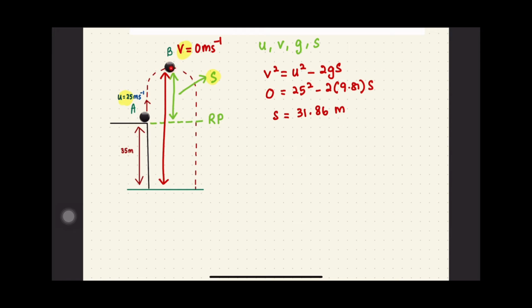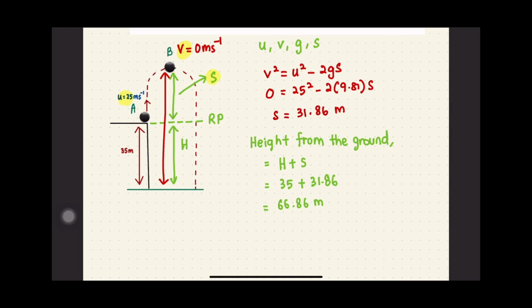But the question asks us to determine the height from the ground. So what we need to do is add the height of the building. This is the height of the building. So we get the height from the ground: H is equal to h plus s. So h is 35 plus s, 31.86, which gives 66.86 meters.